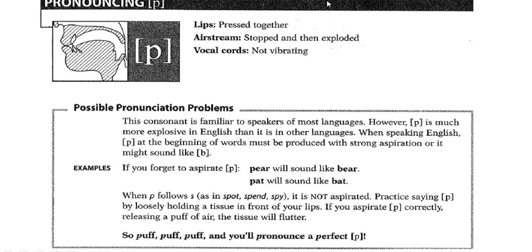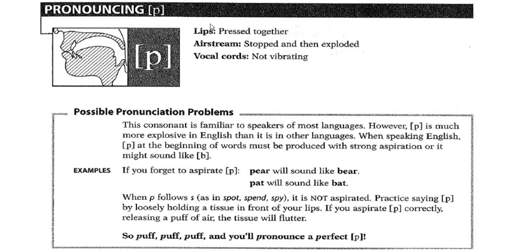So when we pronounce the sound p, remember the organs of speech that intervene in this case is the lips. Okay, we have to press them together, and the airstream is stopped and then exploded. So when you produce this sound, you feel like an explosion in your mouth because there's a release of air when you say a word with this letter, above all at the beginning of the word.